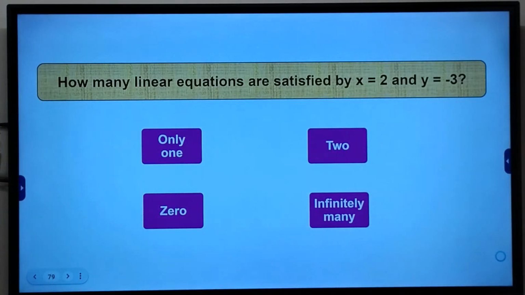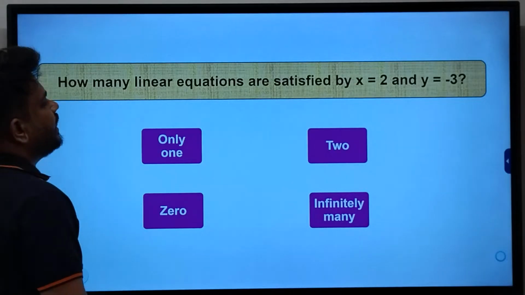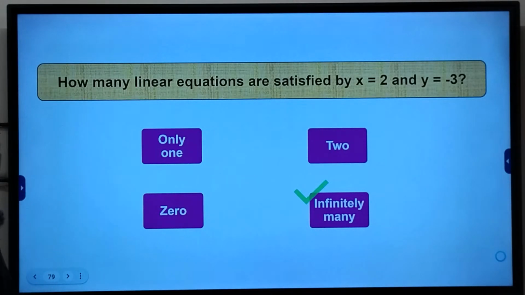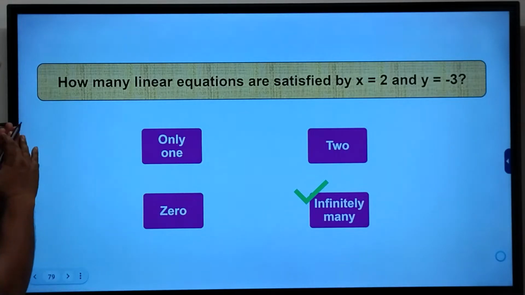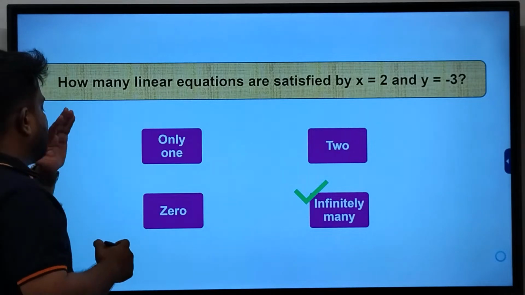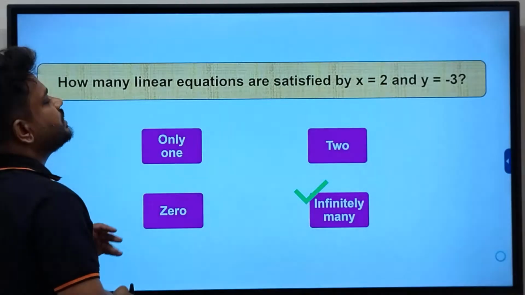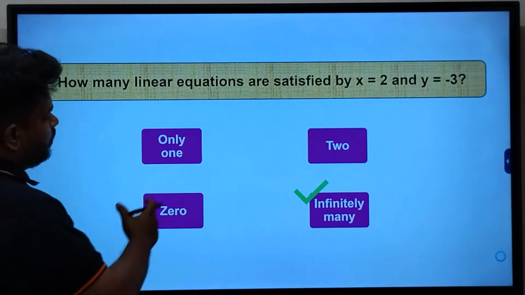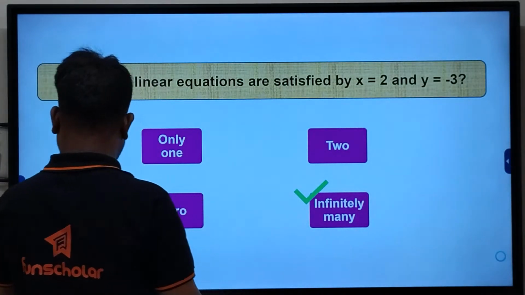How many linear equations are satisfied by x equals 2 and y equals minus 3? Yes, we know that linear equations in 2 variables have infinitely many solutions. So it will be infinitely many.